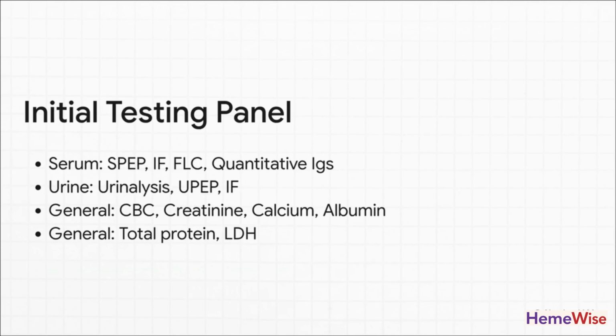To actually answer those crucial questions, no single test is going to cut it. You have to deploy a comprehensive initial panel, basically a mandatory diagnostic dragnet. Relying on a serum protein electrophoresis alone, for instance, might cause you to completely miss a light chain disease. You need the full combination of serum, urine, and general laboratory studies to build a complete picture.